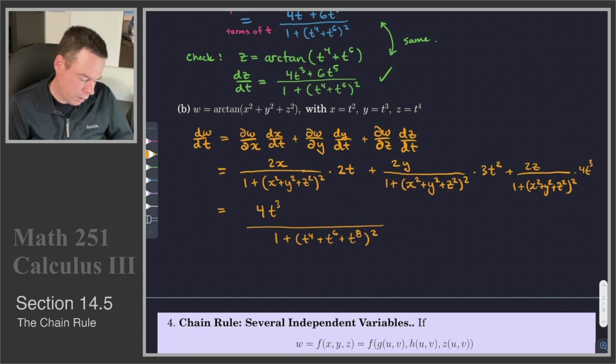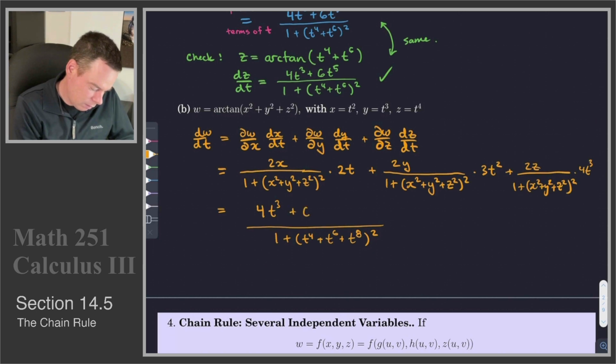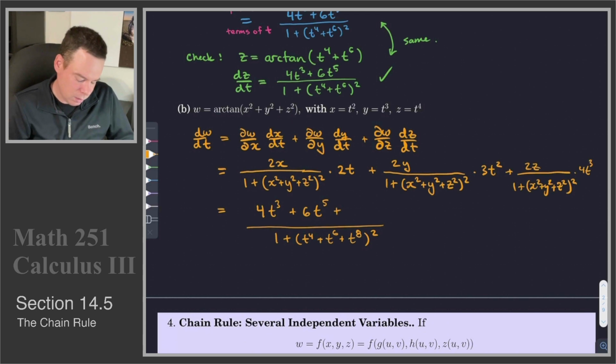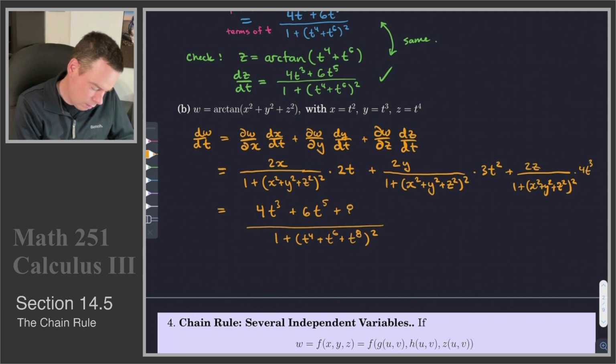And then up in the numerator, we've dealt with the first term. The next term is 2y times 3t squared, or in other words, 6 times y times t squared. So that is 6t to the 5. And then the last one is 2 times 4, which is 8, z times t cubed. So that's 8t to the 7. And there's our final result.